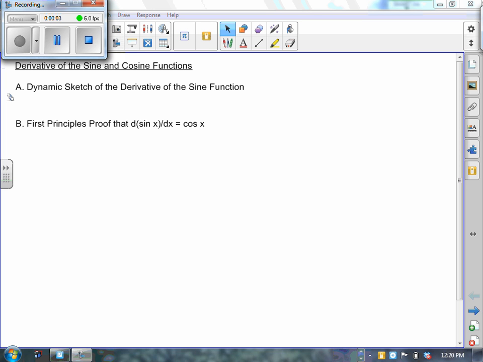In this podcast, you're going to learn about the derivative function to sine x and the derivative function to the cosine of x. We're going to begin our investigation with a dynamic sketch, meaning that you're going to see the sine function graphed using technology, and then you're also going to see the graph of its derivative being graphed at the same time.